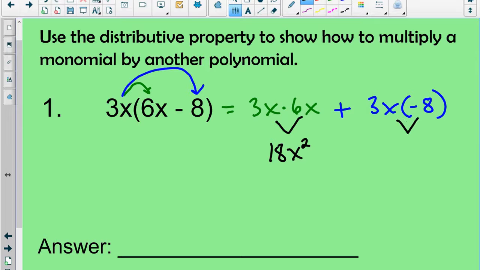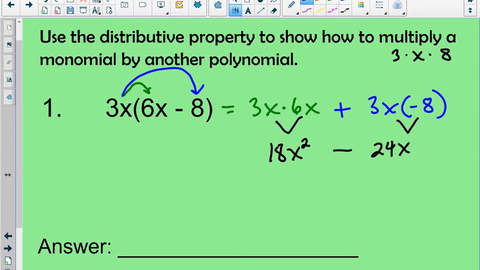My second multiplication, I'm multiplying a positive times a negative, so I'm actually going to just use a minus sign there because I know the result is a negative term. And 3x times 8 is like 3 times x times 8. I know it says negative in the parentheses, but I already counted that with the subtraction. So now it's really just 3 times 8 times x, which is 24x.